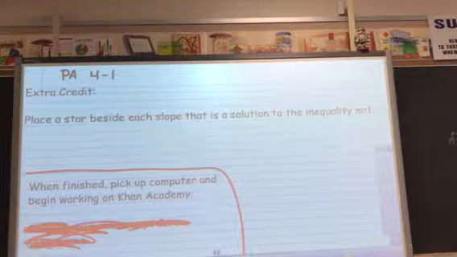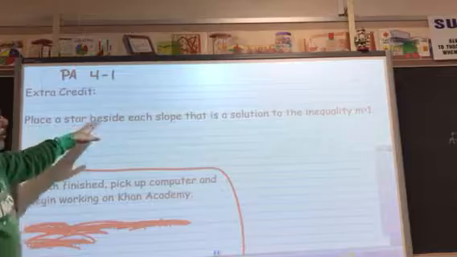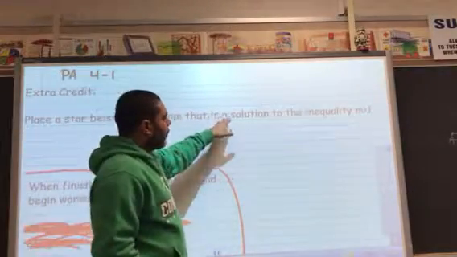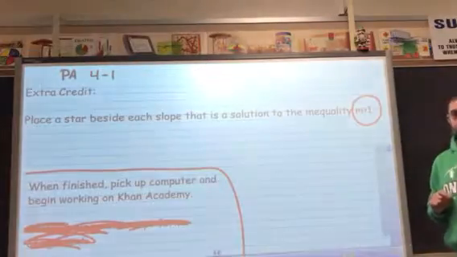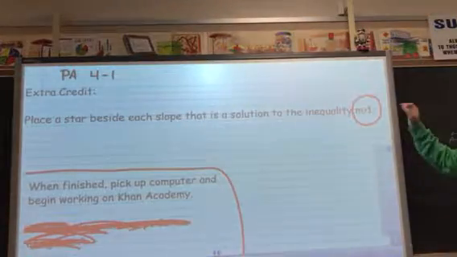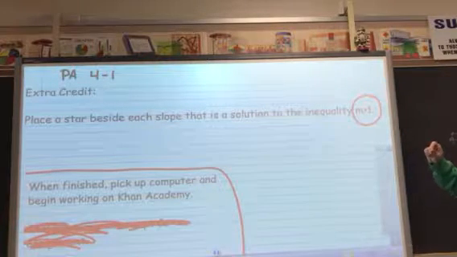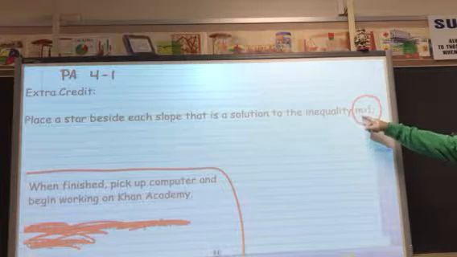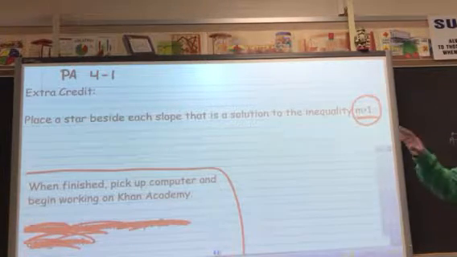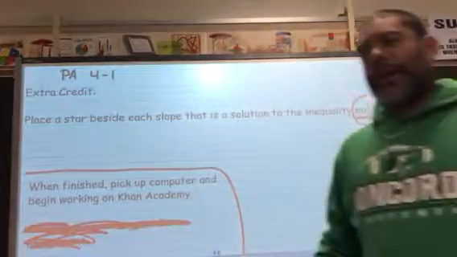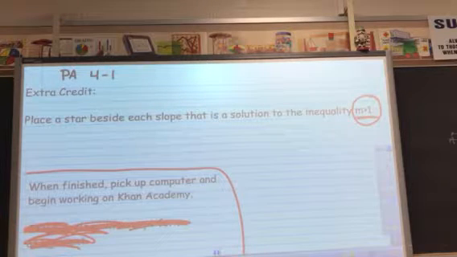Now, for the extra credit, okay, you need to place a star beside each slope that is a solution to this inequality. Okay? Again, this is for the power assignment. You need to place a star beside each slope that is a solution to this inequality. All right? So again, leave this up here at the end, and you guys have a wonderful day. Go ahead and pause the video and leave this up.